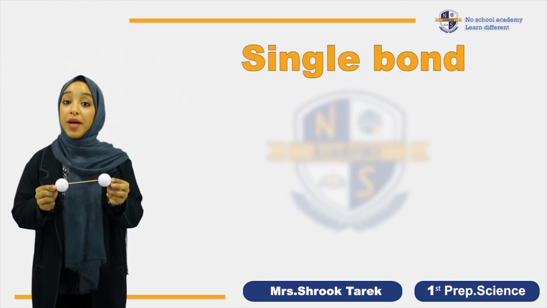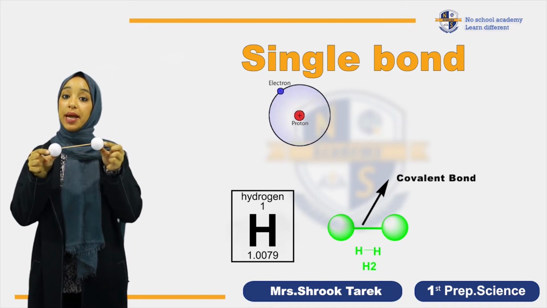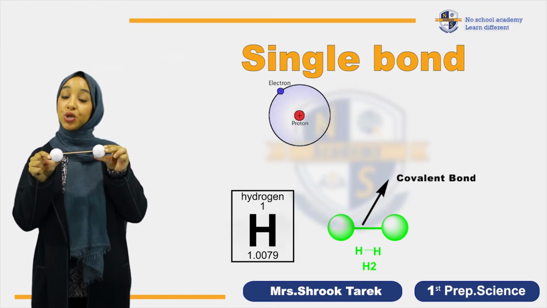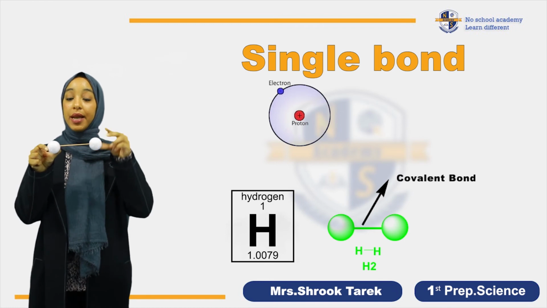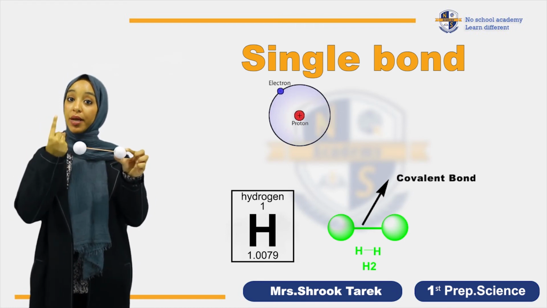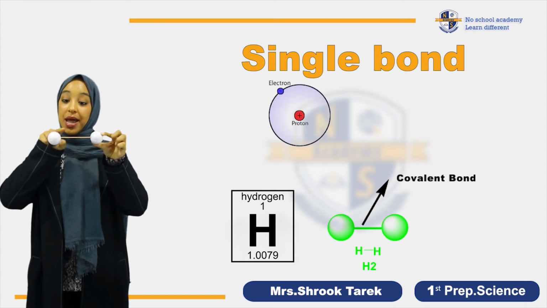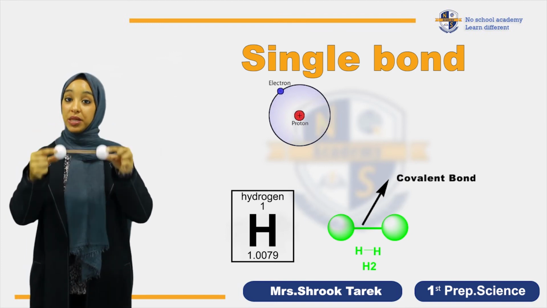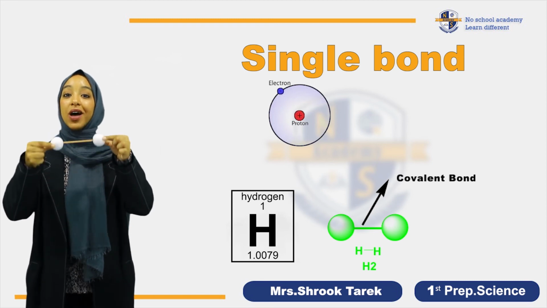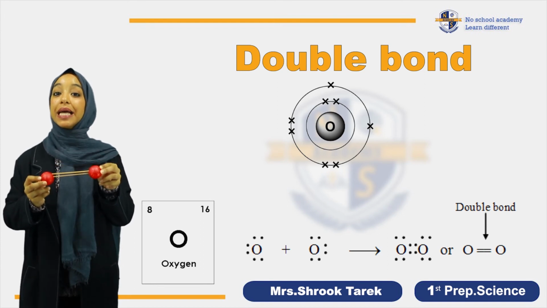Example لل single covalent bond is the hydrogen. اتفقنا إن ال hydrogen has only one electron in their outer energy level, and it needs to be 2. So it will share only one electron with the other hydrogen atom. So when they share one electron, they form a single covalent bond. Example, the hydrogen molecule. طيب الexample التاني covalent bond is an oxygen.